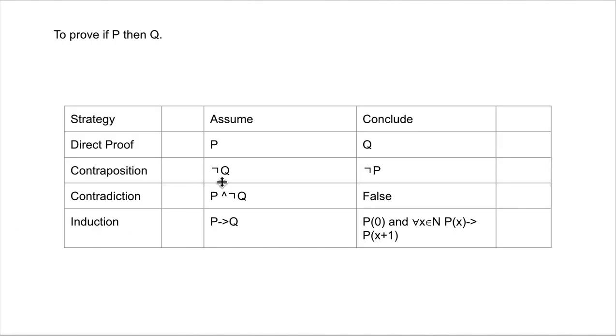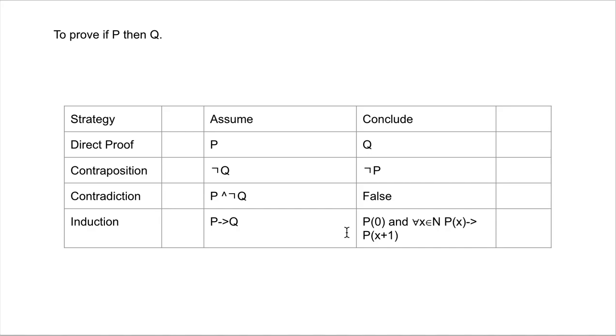Next one was contraposition. So you assume that not Q is true and you conclude not P is true, which just says that it's equivalent to the implication that P implies Q is equivalent to not Q implies not P. The contradiction was that if you had a statement, you assumed that the negation of the conclusion was true, and you proved that it wasn't true, so that the assumption was false, which just states that the original statement was true.